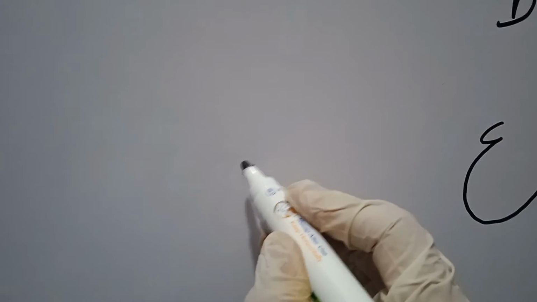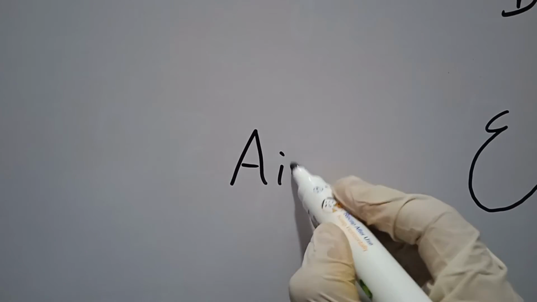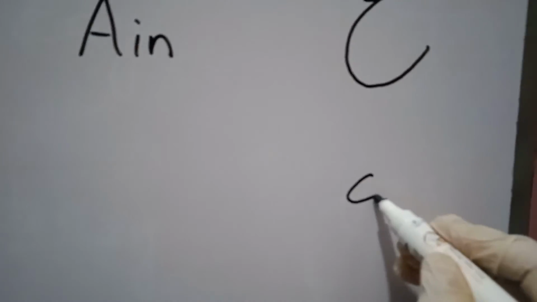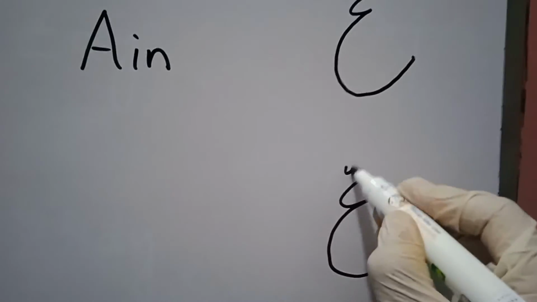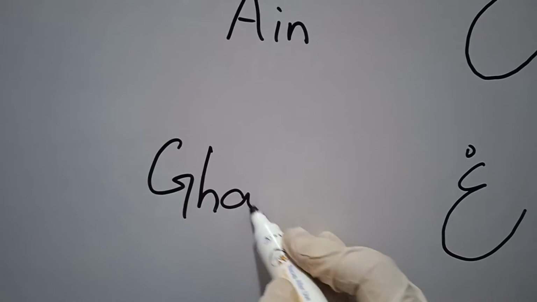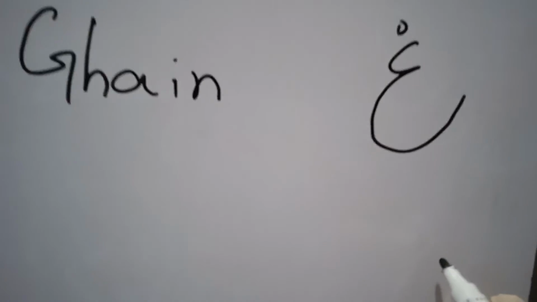Next alphabet is Ein, A-I-N, Ein in English. Next alphabet is Ghain, from throat, Ghain. Next letter is Fe, F-A-Y, Fe.